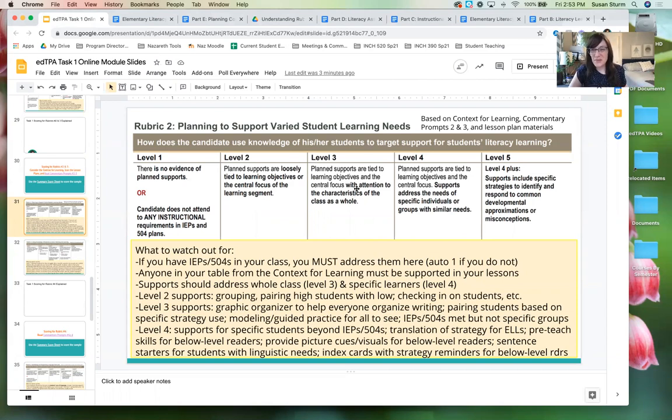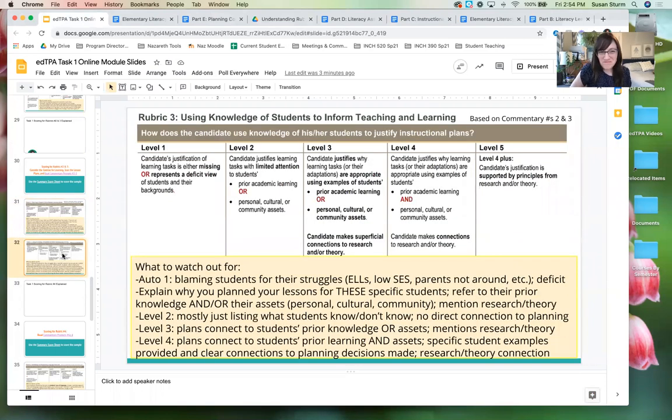Looking at the level 3 where we start, your supports are tied to your learning objectives and the central focus, with attention to the characteristics of your class as a whole. And going up a level, you can see that your supports address the needs of specific individuals or groups with similar needs. And then a level 5, I'm not even going to talk about.